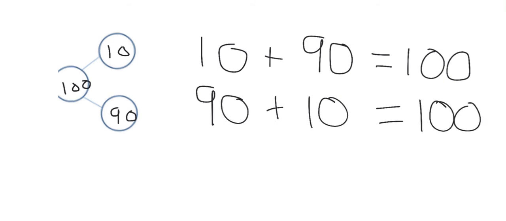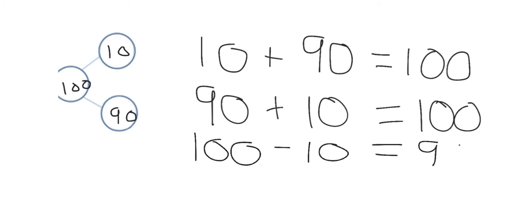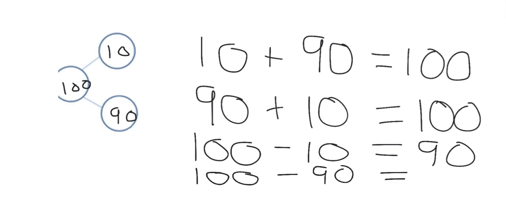Okay, now let's start with 100 and see if we can take something away. If we've got 100 and we take away 10, what are we going to be left with? That's right, it's the other part, it's 90. So let's write that down. 100 take away 10 equals 90. Let's start with the total again, but this time let's take away the other number. Start with 100 and this time let's take away 90. What are we going to be left with? Well done, it's 10. So 100 take away 90 equals 10.